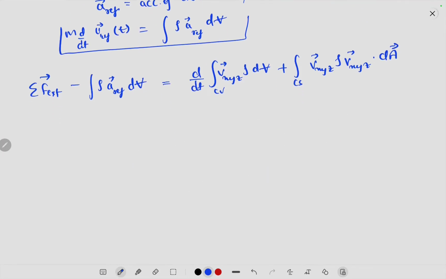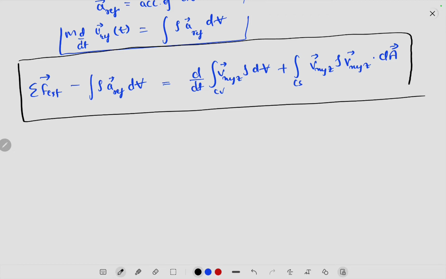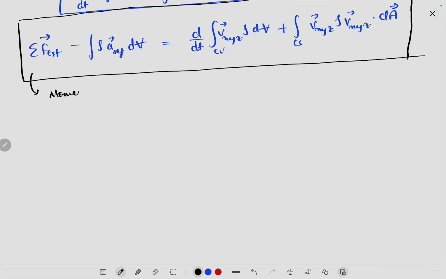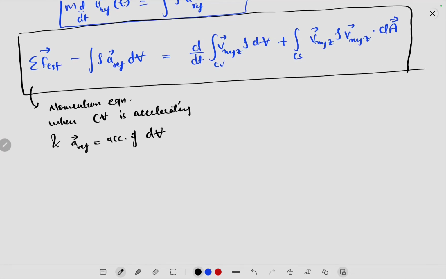So this is the equation that we get if my control volume is accelerating. Okay. So this is the momentum equation when the control volume is accelerating, with a reference being the acceleration of the volume element dv. Okay, so this is the expression that we get for non-inertial frames of reference.